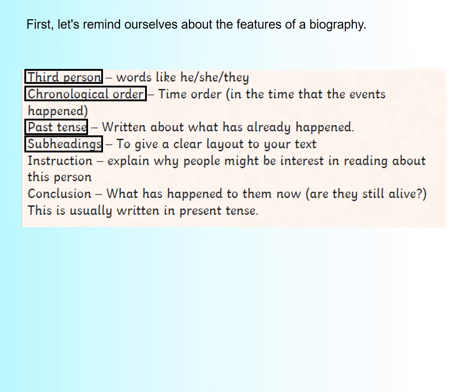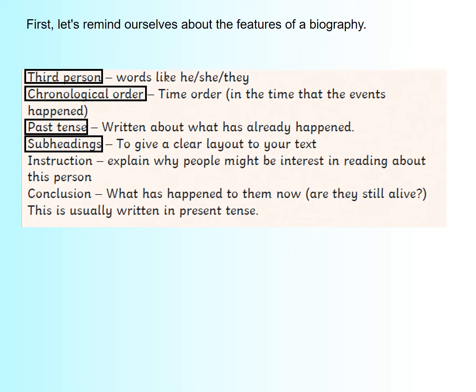But of course, once again, let's remind ourselves about what features we're going to be thinking closely about when we are writing this paragraph today, okay? So the features of a biography in all are, as you can see on the screen here, third person, chronological order, past tense, subheadings, introduction, and conclusion, okay? You will notice that from yesterday's lesson, the boxes have changed around the certain features. And that's because these four features in particular will be very useful for your paragraph today. Okay, so when you're writing your paragraph shortly, these are the things you're going to need to include.